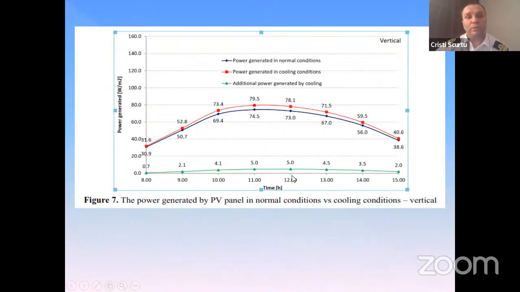This is the most important part. So we have here the power generated in normal conditions with blue. And we see here at 12 o'clock, for example, we have 73 watts per square meter.